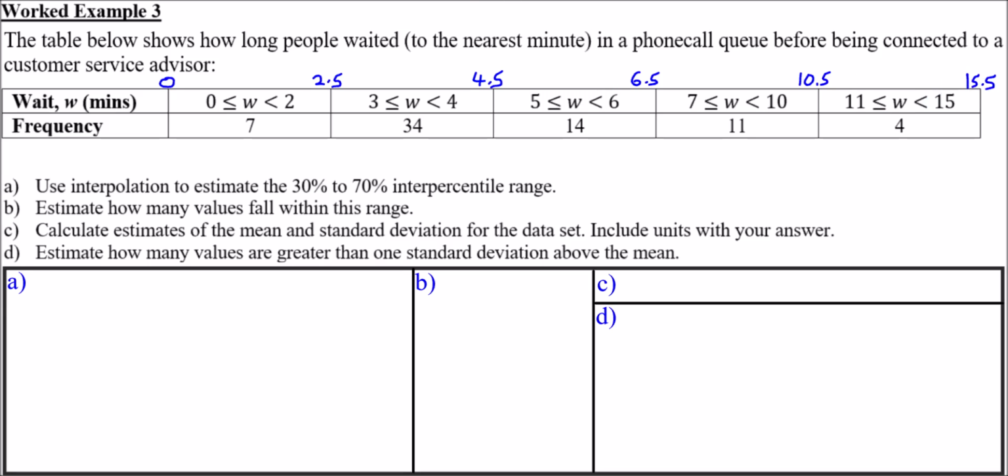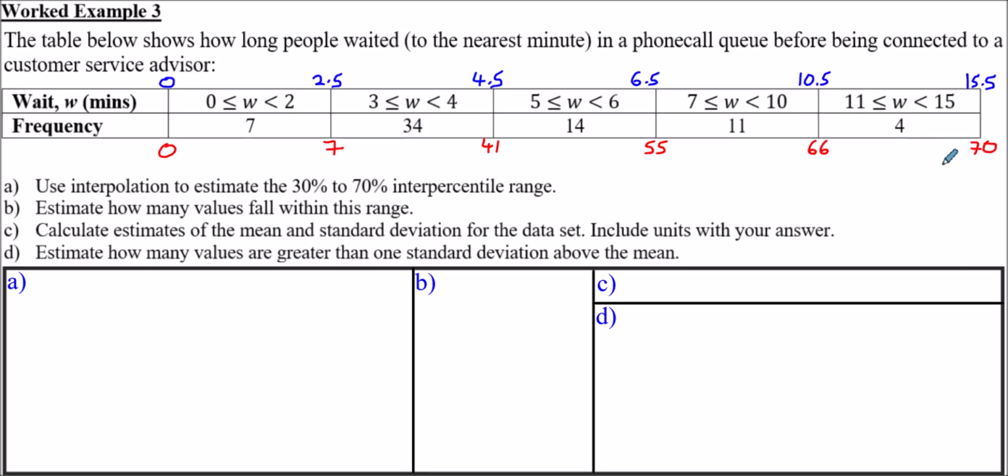So now what we do is do the cumulative frequencies. Start from 0. 0 plus 7 is 7. 7 plus 34 is 41. 41 plus 14 is 55. 55 plus 11 is 66. And 66 plus 4 gives us 70.